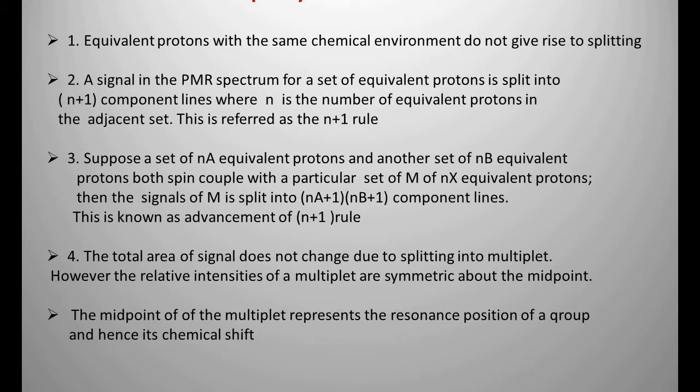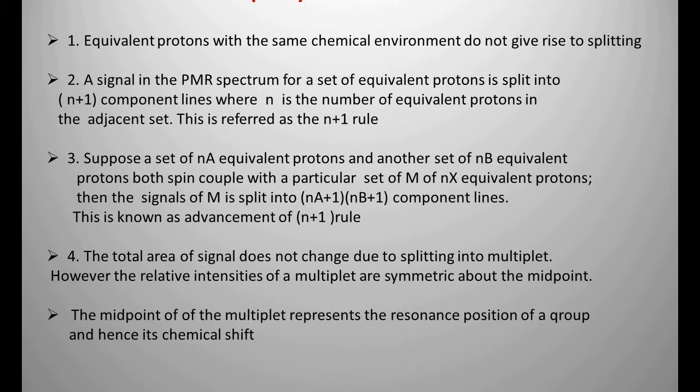A signal of the PMR spectrum for a set of equivalent protons is split into n+1 component lines, where n is the number of equivalent protons in the adjacent set. This is referred to as the n+1 rule. So this is the first rule.